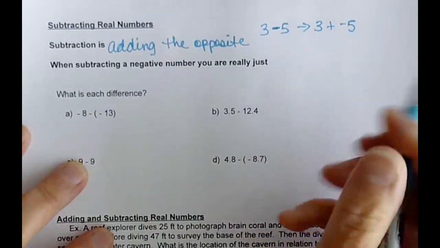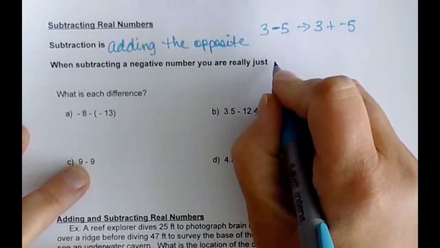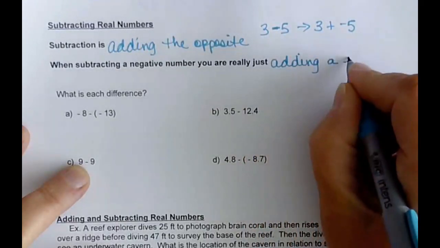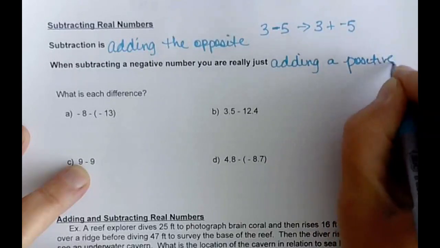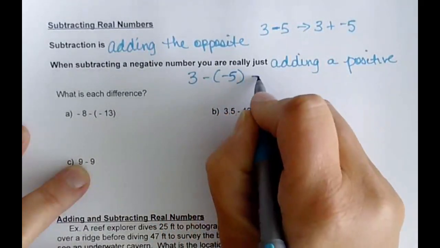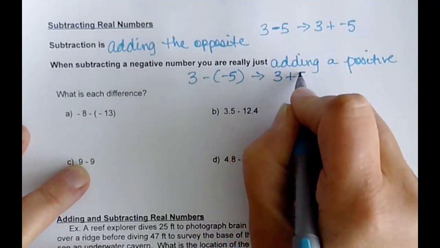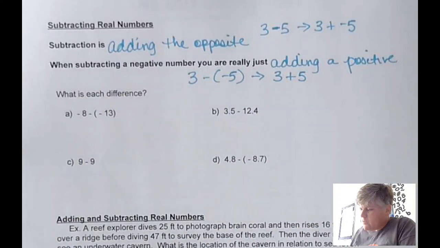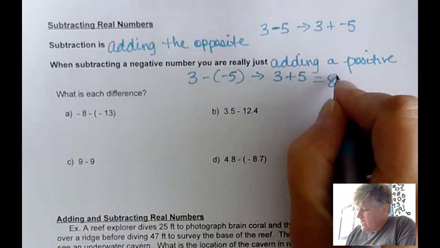When you subtract a negative number, you are really just adding a positive. So 3 take away negative 5 is the same as saying 3 plus 5. We don't put the positive in front of the 5 the second time because we don't typically do that. We don't always say I want a positive 3 something. We just say 3. And so the answer there would be 8.